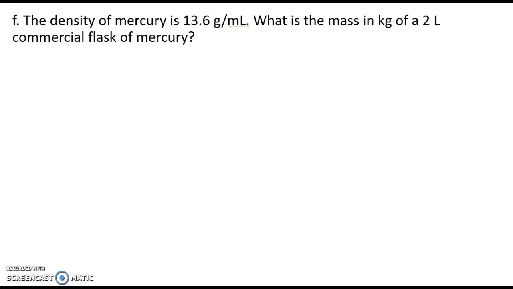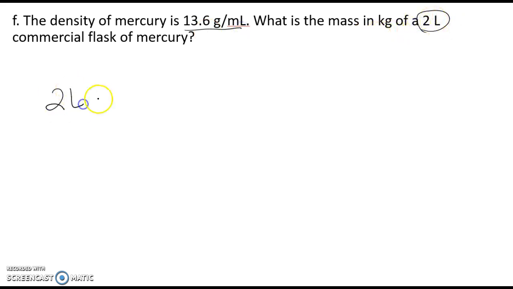All right, so we're looking at the last problem here. Okay, so if we look at F, it says the density of mercury is 13.6 grams per milliliter. What is the mass in kilograms of a 2-liter commercial flask of mercury? So this is going to be a conversion factor that we're going to use in the problem. This is the number we're going to want to start with.